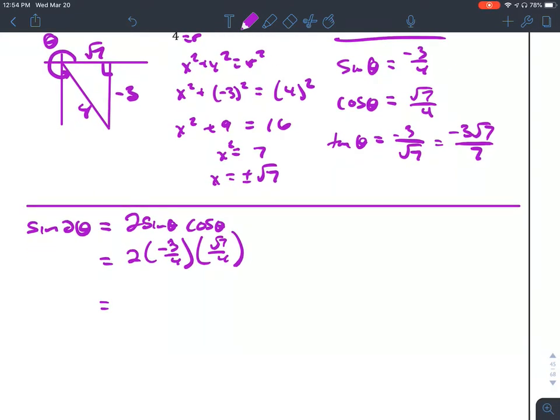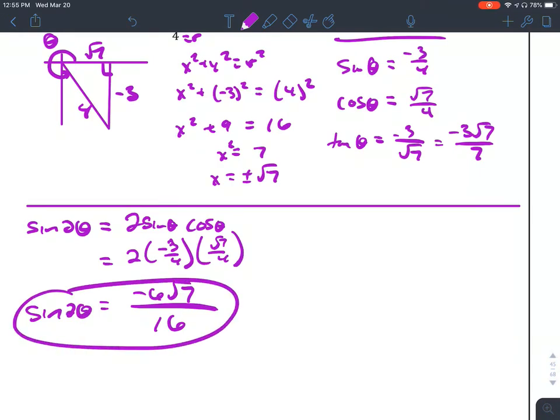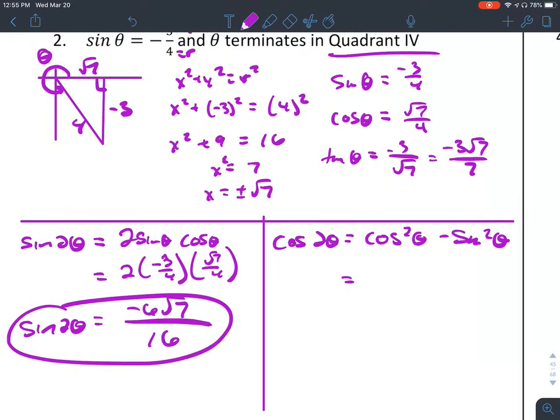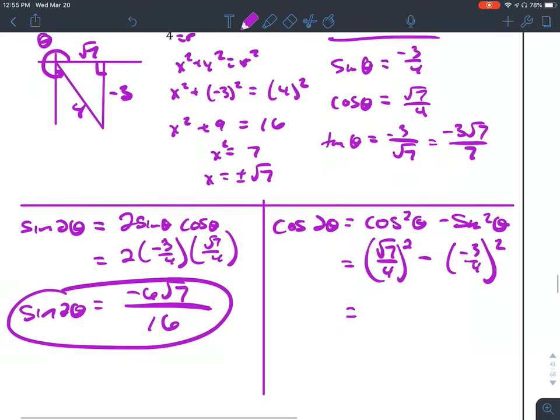2 times negative 3 is negative 6. Negative 6 times the square root of 7 is just that. 4 times 4 is 16. This is sine of 2 theta. Let's figure out cosine of 2 theta. That's going to be equivalent to cosine squared of theta minus sine squared of theta. Cosine squared of theta is square root of 7 over 4, quantity squared. Sine squared of theta is negative 3/4, quantity squared.